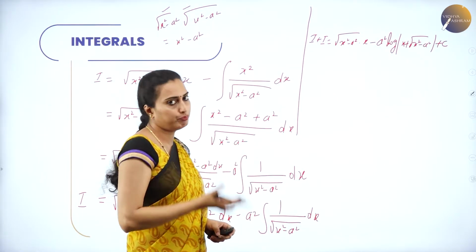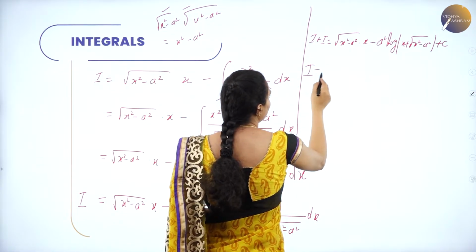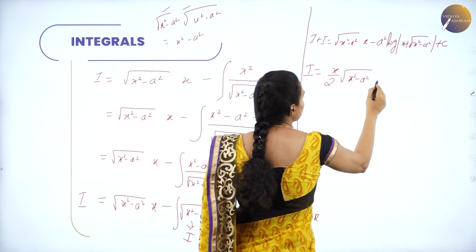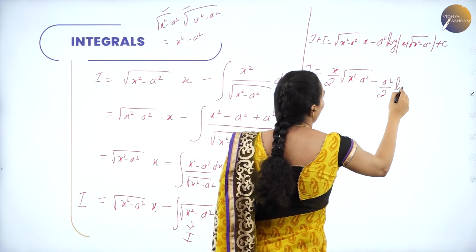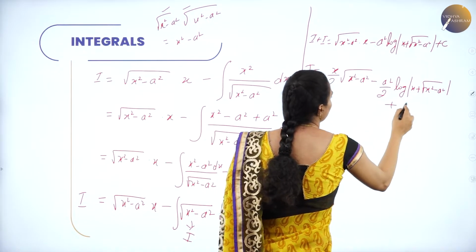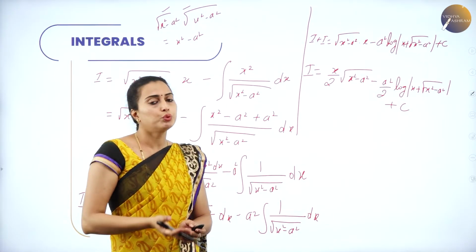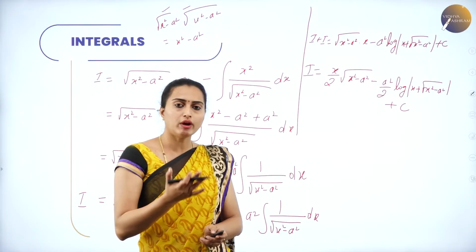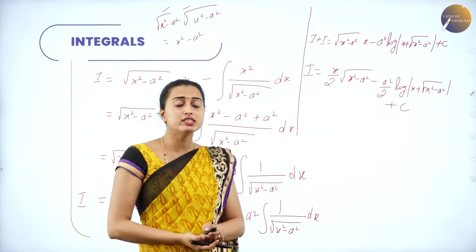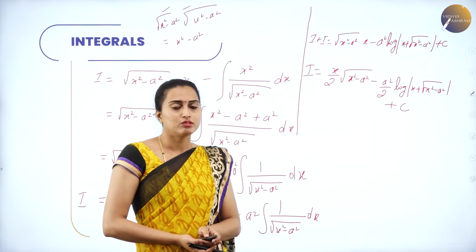So we have already proved that formula, right? I plus I will become 2I. 2 will be shifting to that side. So I will be remaining x divided by 2 under the root of x squared minus a squared, minus a squared divided by 2 into log of modulus of x plus under the root of x squared minus a squared, plus c. And this is your final proof. You are going to get it as, dear students. This formula you have to remember to solve the problems. So you have to remember the formula as x by 2 into under the root of x squared minus a squared, minus a squared by 2 into log of modulus of x plus under the root of x squared minus a squared, plus c. So I hope you got this one.